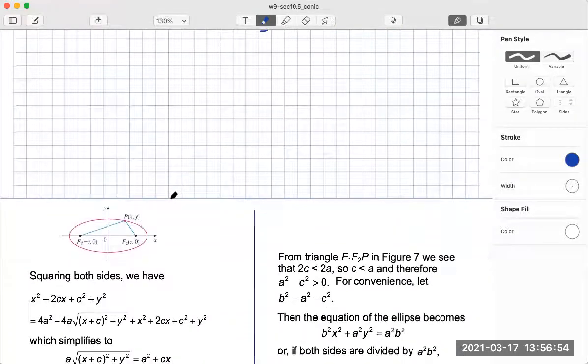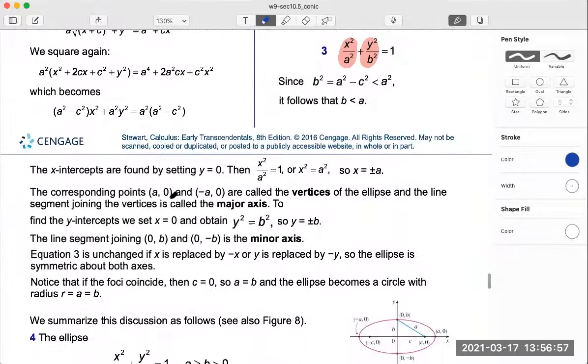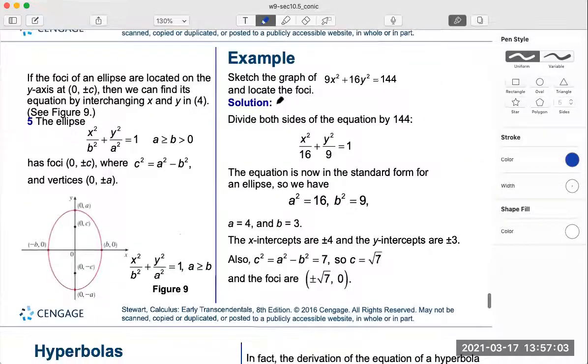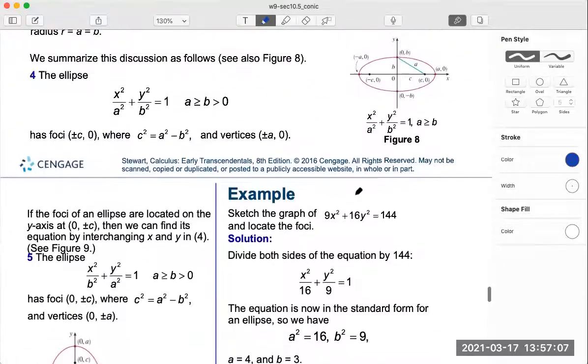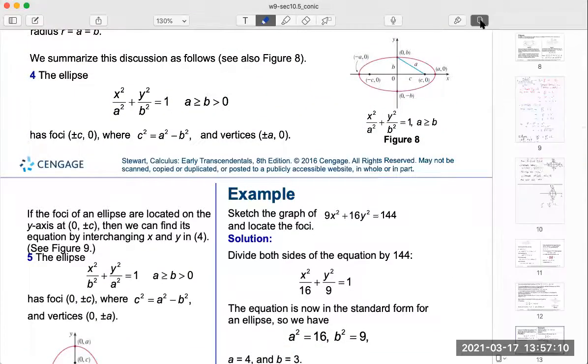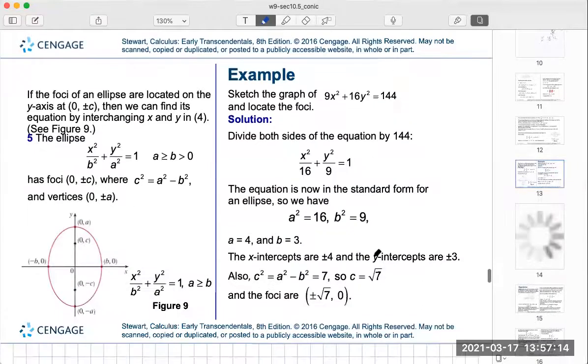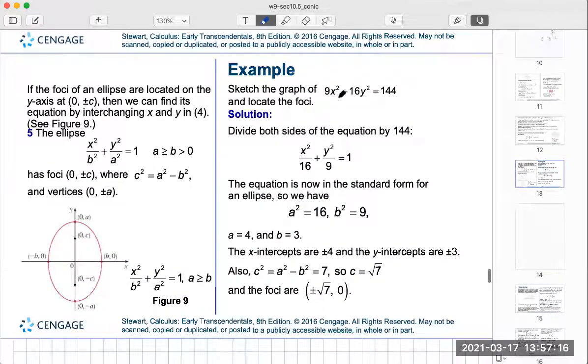So now let us do another example. Go home and reread these theories, prove it. And now let us do the example here. Sketch the graph of this equation.